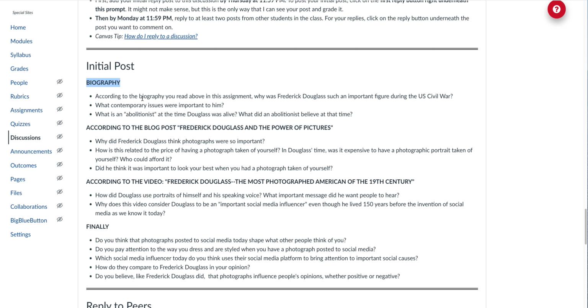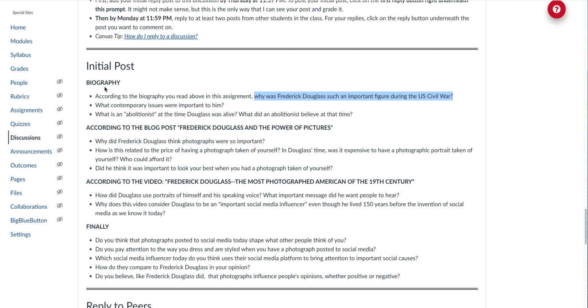According to the biography you read above in this assignment, why was Frederick Douglass such an important figure during the Civil War? I do not want you to Google this. I want you to focus your attention on the resources that I'm giving you here. Read and watch them and answer these questions based on those 3 resources. Otherwise, you're really not getting the point of the assignment.